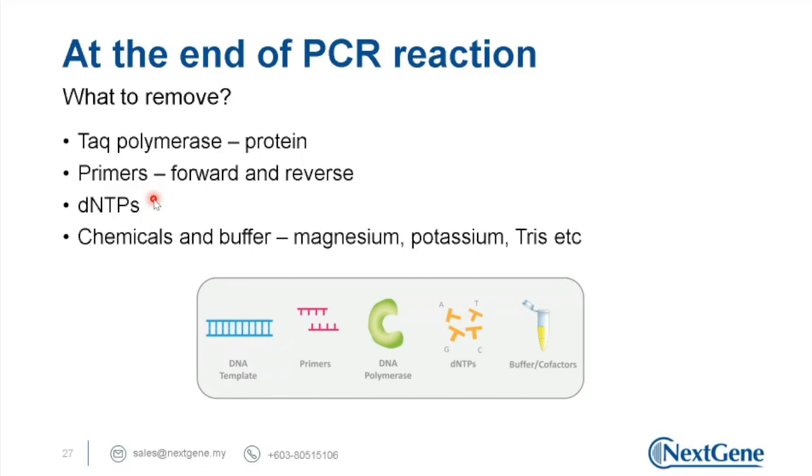Okay, as mentioned earlier, we only have one primer in the cycle sequencing, and therefore we need to remove all this excess primer from the reaction first. Next, we will have excess dNTPs as the remains of the PCR reaction. We need to remove that. We need to remove the chemicals, buffer, and then change the pH and all that.